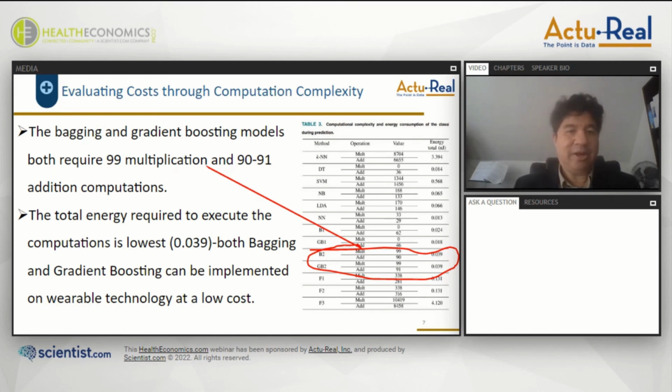Okay, so you can see here that both of these require about 99 multiplications and roughly 90 to 91 addition computations. So the total energy required is shown here in the far right, which kind of looks like a p-value if you think about it, right? 0.039, but it's not a p-value. It's a slightly different metric. But what it means is that both bagging and gradient boosting can be implemented on wearable technology at a low cost. Okay, so once again, similar to a p-value, you're looking for the smallest number here in the energy column.